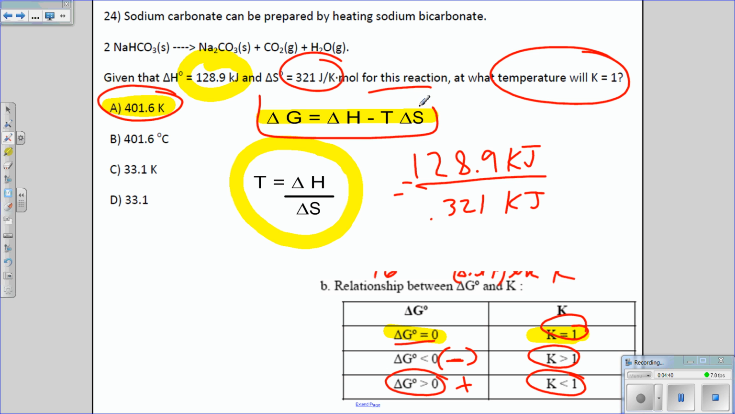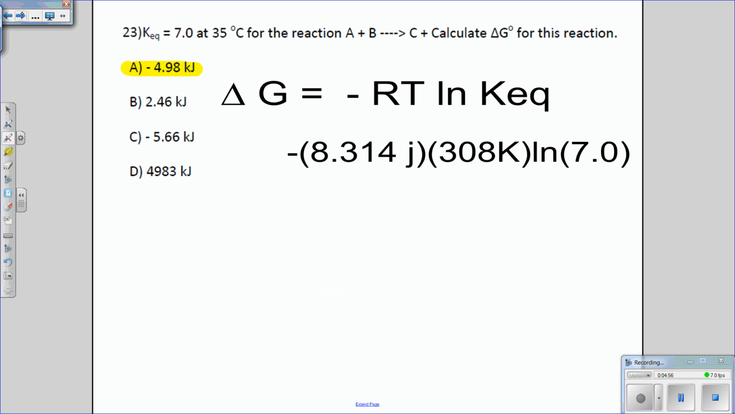You also need to be able to use delta G = delta H - T delta S to solve for temperature. So when they tell you delta G is 0, that's when it goes from being spontaneous to non-spontaneous, because obviously negative is spontaneous, positive is non-spontaneous. Anyway, so here we go. Next one.